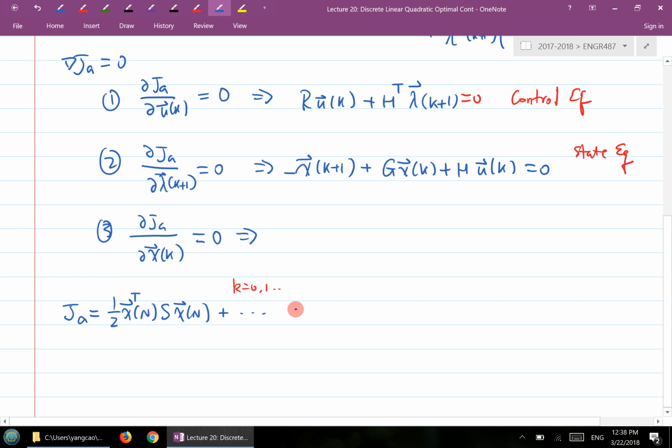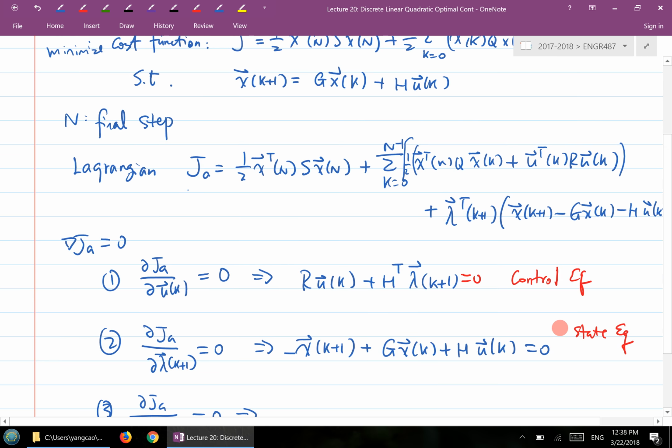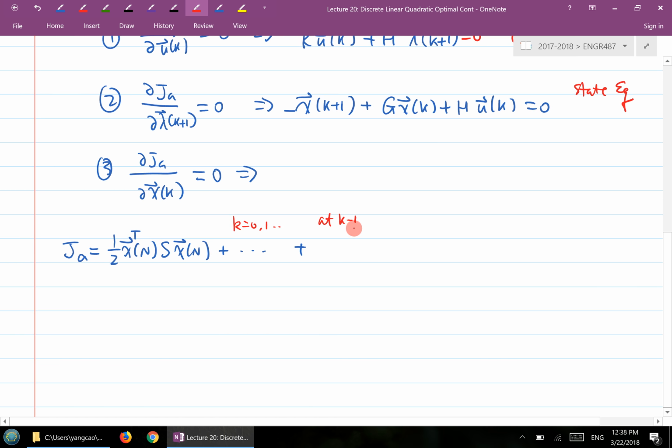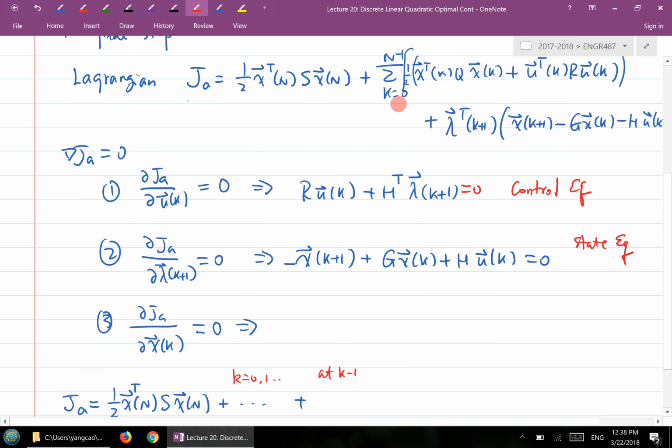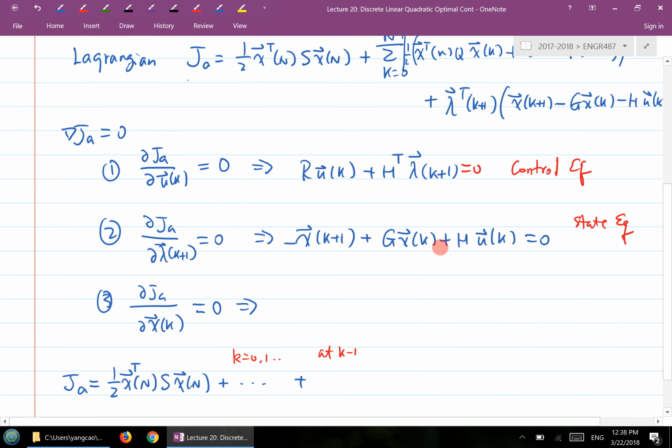Up to the next term, I'm going to write when k equals k minus 1, or let's say at the k minus 1 step. So you're going from 0, 1, until the k minus 1 step, until the k step, until finally the N minus 1 step. That's what I'm trying to say. At this k minus 1 step, what am I going to get? When k equals k minus 1, you replace that.